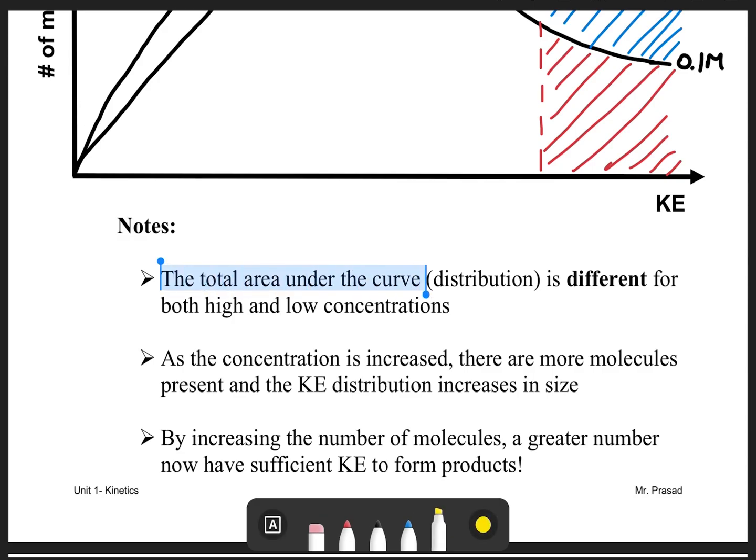A few notes for this curve here. The total area under the curve or distribution is different for both high and low concentrations. The area under the high concentration curve is greater than the area under the low concentration curve. As the concentration is increased, there are more molecules present, and the KE distribution, the kinetic energy distribution, increases in size. By increasing the number of molecules, a greater number now have sufficient kinetic energy to form products.